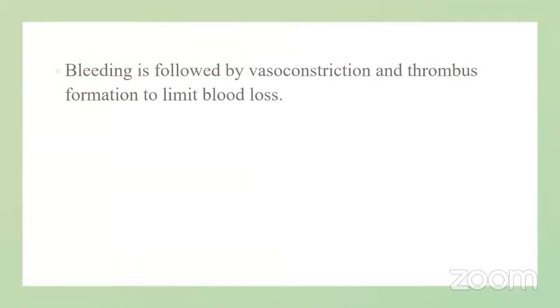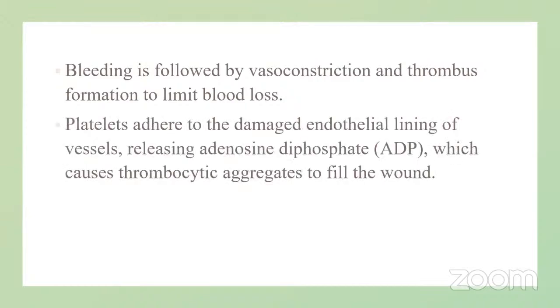The bleeding is followed by vasoconstriction and thrombus formation to limit blood loss. Platelets adhere to the damaged endothelial lining of the vessel, releasing ADP. We know ADP is adenosine diphosphate. ADP will be released, and that will also help in this aggregation. This aggregation of this network of protein and platelets will be reinforced by ADP secreted by platelets also.